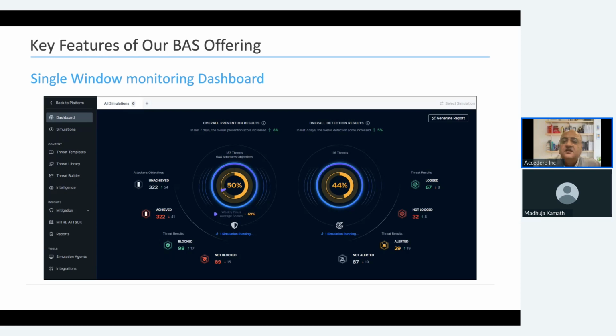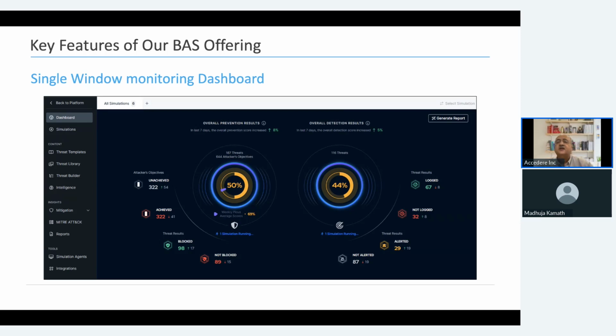The next slide shows that only 44% of the attacks could be detected or prevented. They were not even logged. So there were 32 events which were not logged at all. Only 29 events were alerted. 87 of the events were not alerted at all by the CSOC.